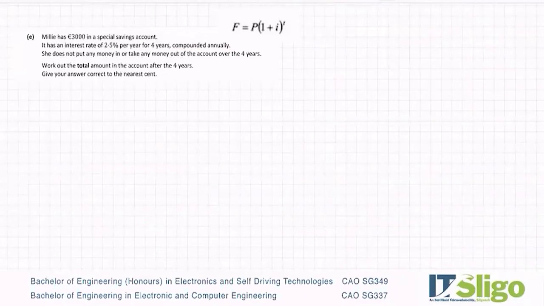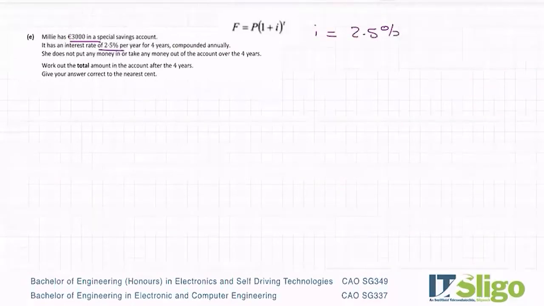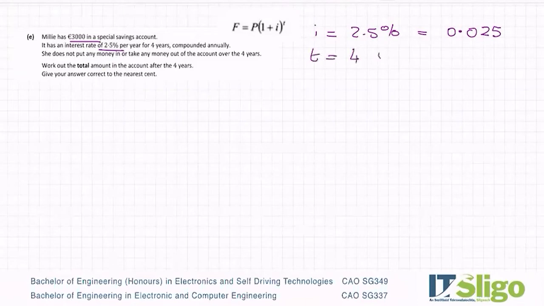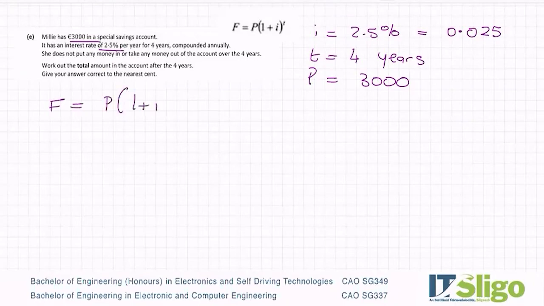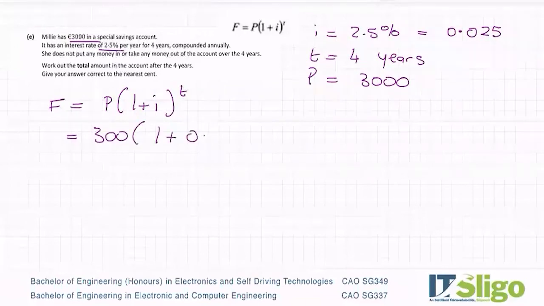Right, let's have a look for this one. So she has 3,000 in her savings account. Her interest rate is 2.5%. Okay, so divide that by 100 if you need to, but it's 0.025. Okay, and my T is the number of years, so it's 4 years, and my principal amount is what I started with, and she's starting with 3,000 in her special savings account. So then take down the formula. This is how I would write it in an exam paper. So it's equal to 3,000 times 1 plus 0.025 to the power of 4.